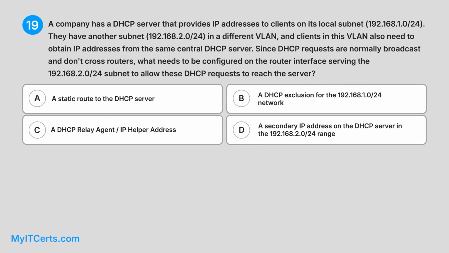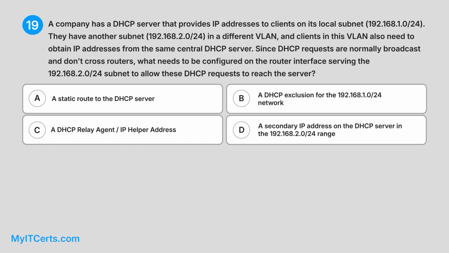19. A company has a DHCP server that provides IP addresses to clients on its local subnet, 192.168.1.0/24. They have another subnet, 192.168.2.0/24, in a different VLAN, and clients in this VLAN also need to obtain IP addresses from the same central DHCP server, since DHCP requests are normally broadcast and don't cross routers.